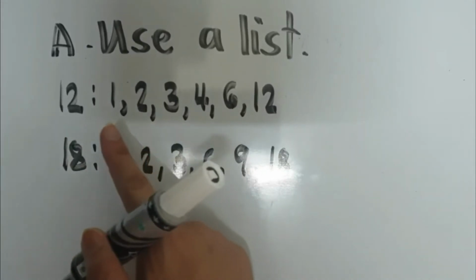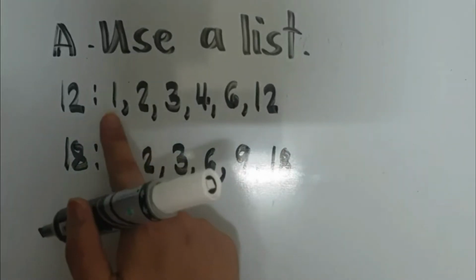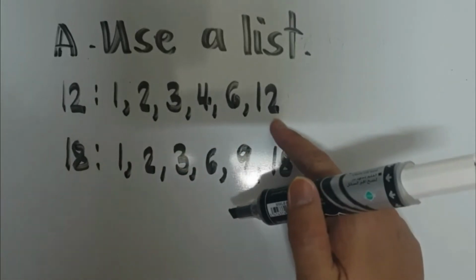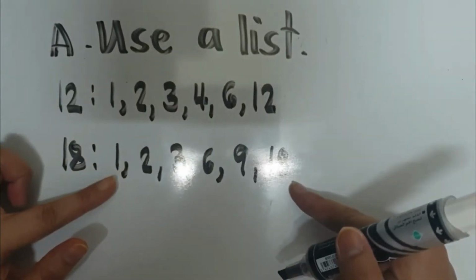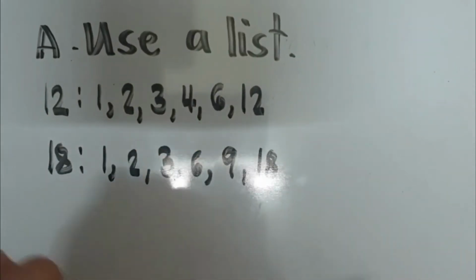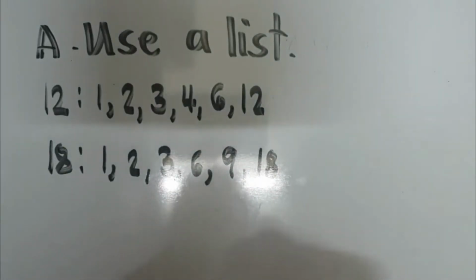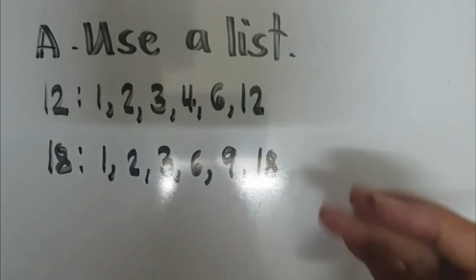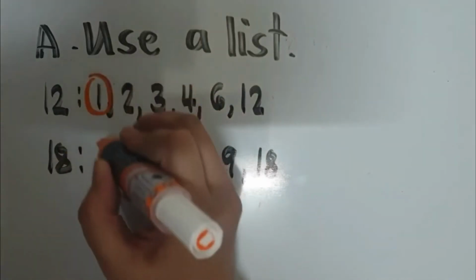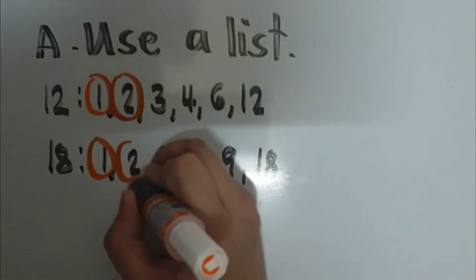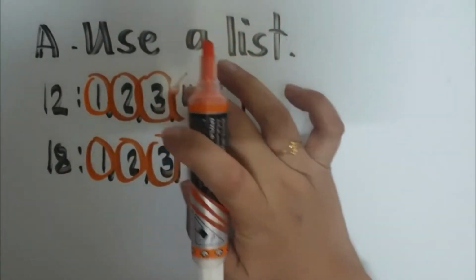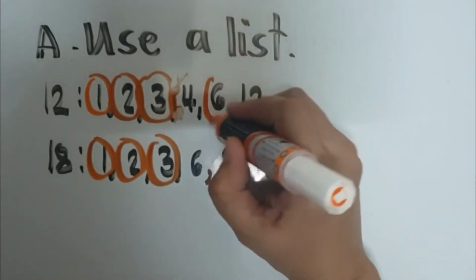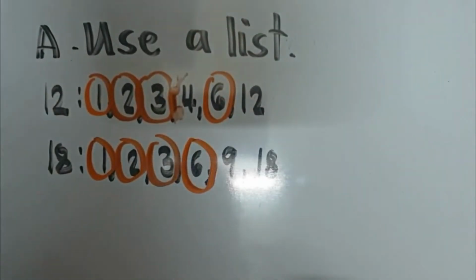So as you can see, when we write the factors, we start with 1 and we end with the given number. Now, we'll follow the same thing as what we do with least common multiple. We will circle all the common factors. So, 1 is common, 2 is common, 3 is common, 4 is not common, 6 is common, and no more.